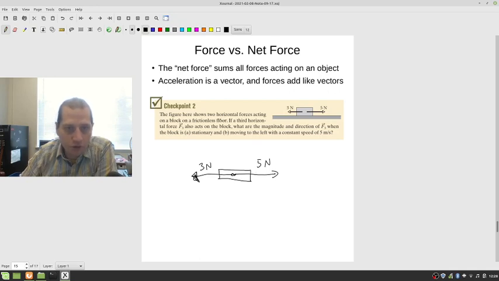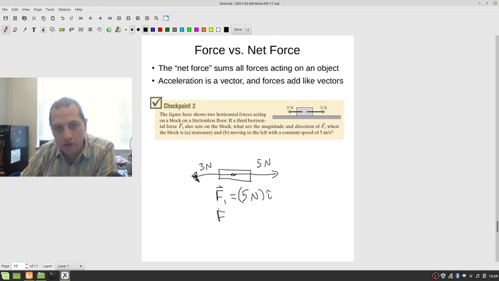If a third horizontal force acts on the block, what are the magnitude and direction of F3 when the block is stationary and when the block is moving to the left with a constant speed of 5 meters per second? Okay, now first off, I need you to recognize that these two forces, we could represent them as vectors. So F1, for instance, I could write as 5 newtons times I hat. That means it's 5 newtons in the x direction.